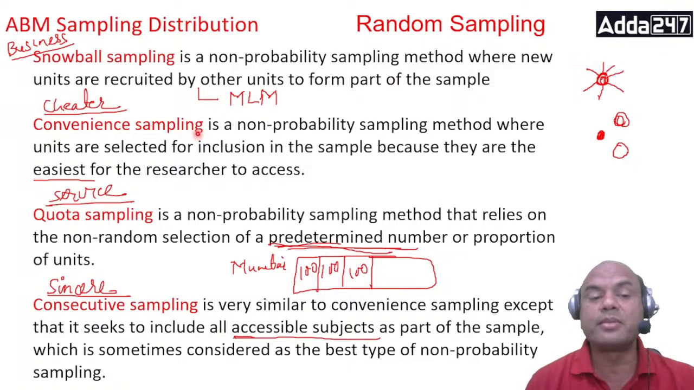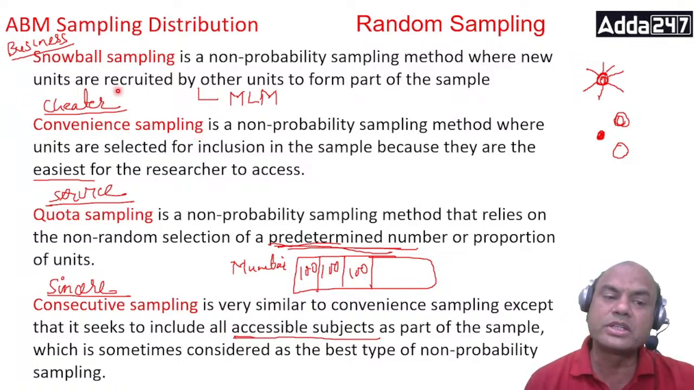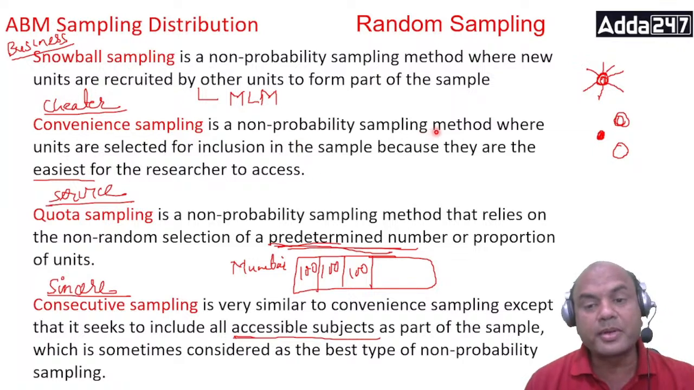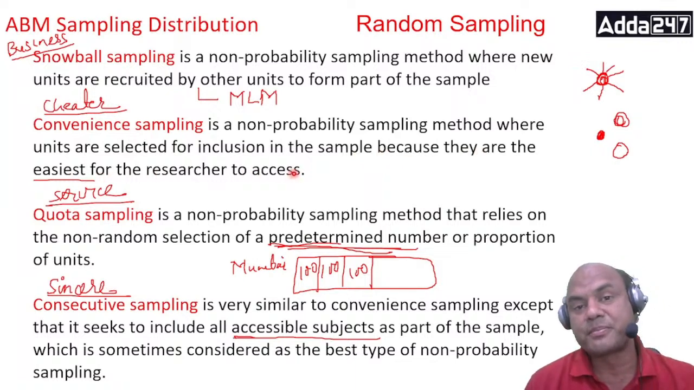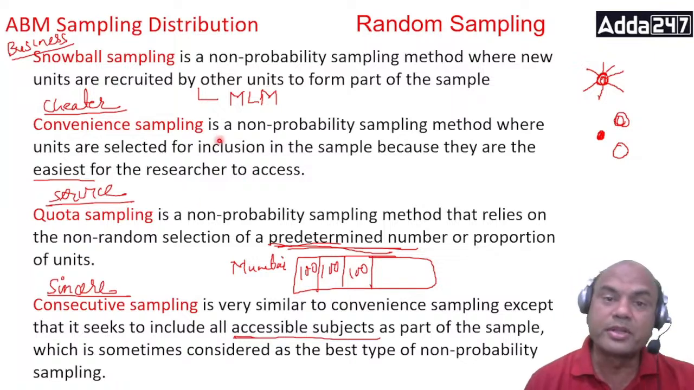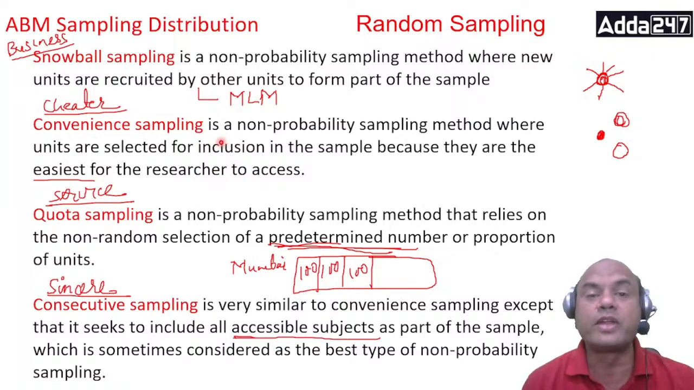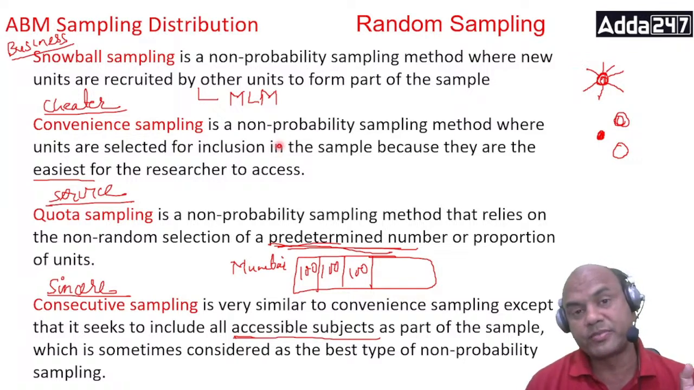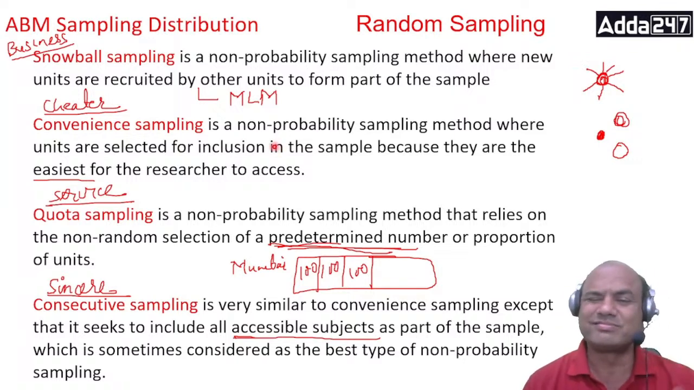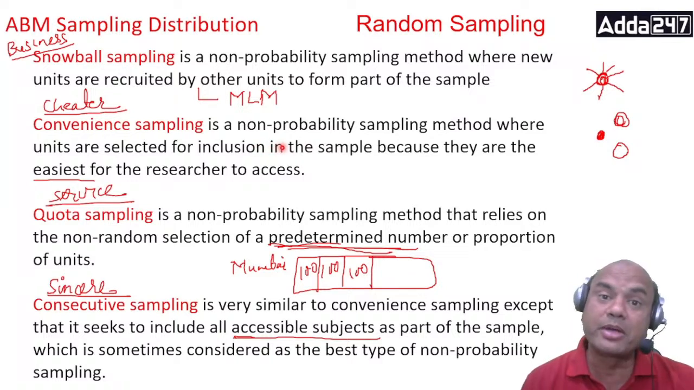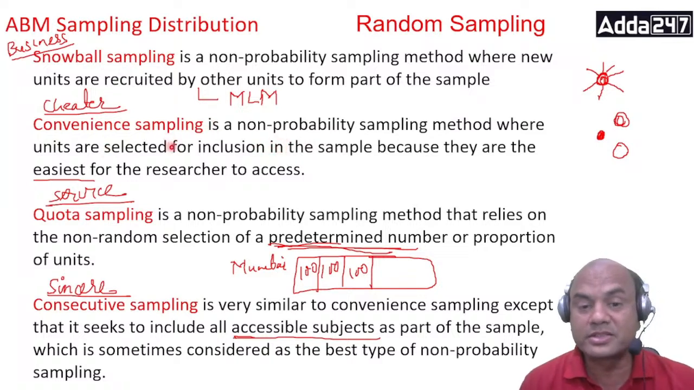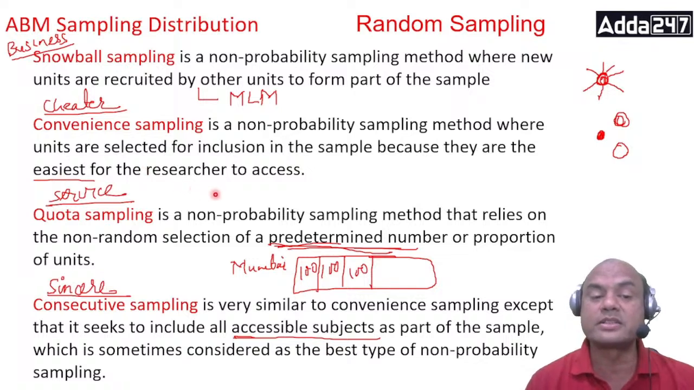Second is convenience sampling. Convenience is the cheater. Who is the cheater? It is a non-probability sampling method where units are selected for inclusion in the sample because they are easiest for the researcher to access. What do I mean by this? Suppose you tell me to do a survey of 15 persons in the city. What do I do? I sit at my home. Who will I go to? Who is near me? Neighbors. I bring all my 15 neighbors and my family members. So that's convenience, because they are easiest for the researcher to access.